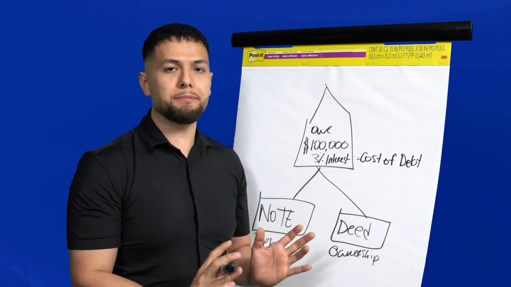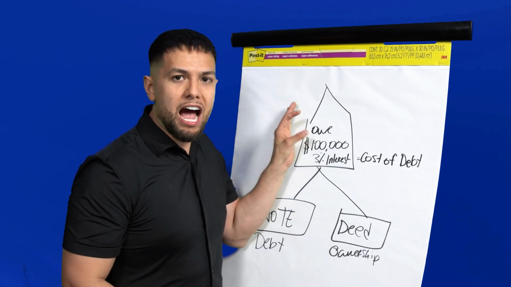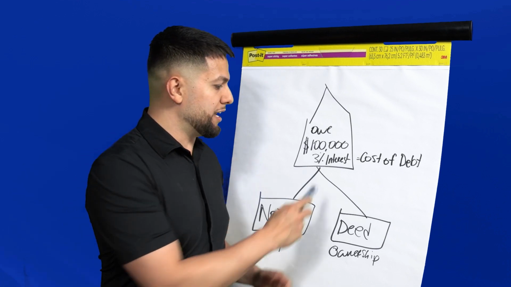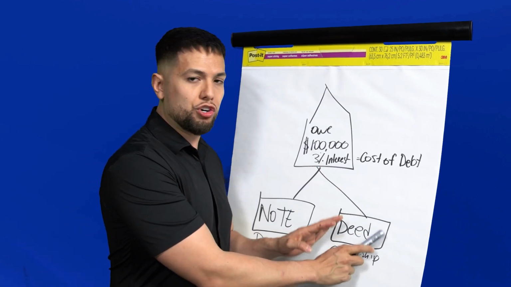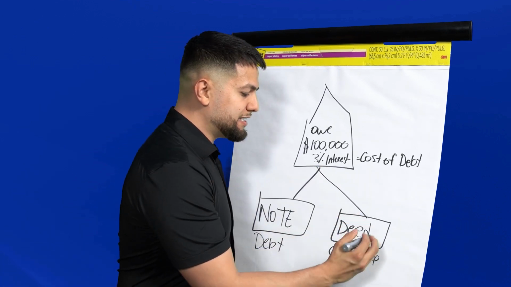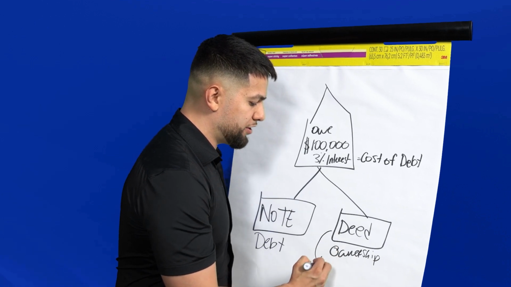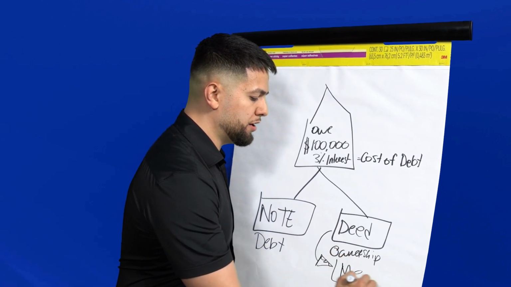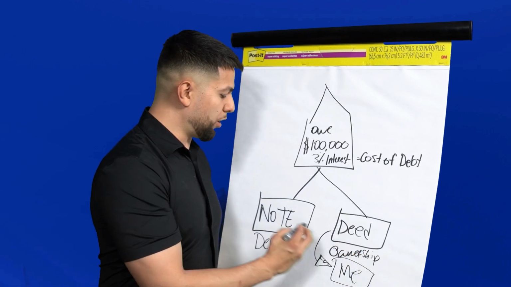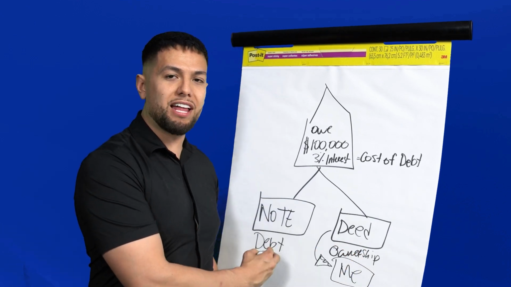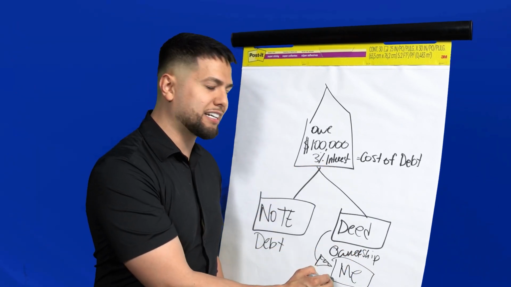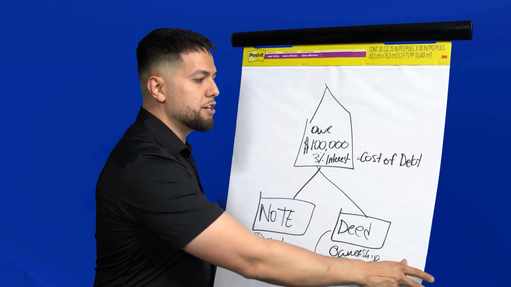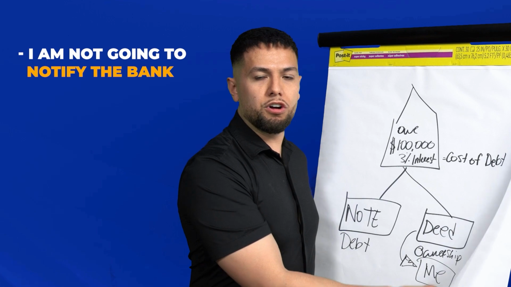So through a subject to deal, I am not going to notify the bank. However, what I'm going to do is take on ownership of the property. So this seller is now going to transfer this to me. So now I own this, and we're going to leave the note in place of the seller. I'm going to continue to make payments on this note. I am not going to notify the banks.